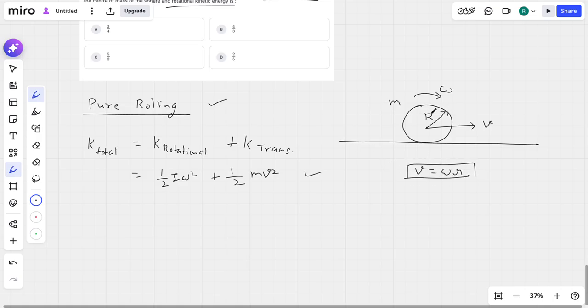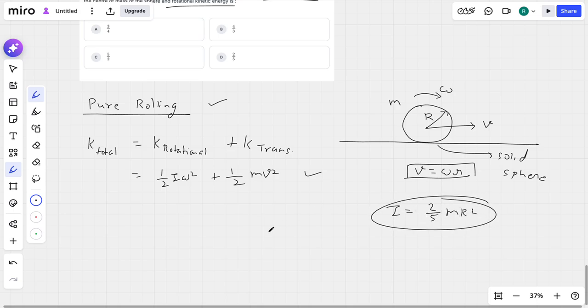Also it is given that it is a solid sphere. For a solid sphere we know that the moment of inertia is 2 by 5 mr square. We will be using it. Let's talk about K translational. Translational kinetic energy is half mv square, no problem. For rotational kinetic energy we will write half I omega square.